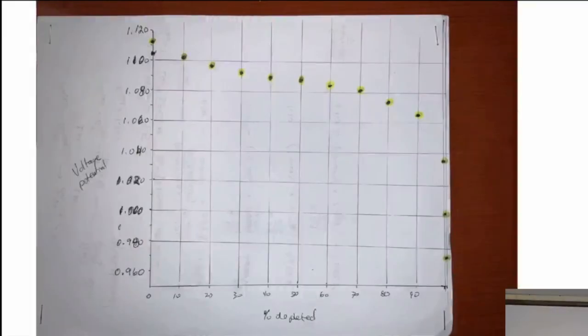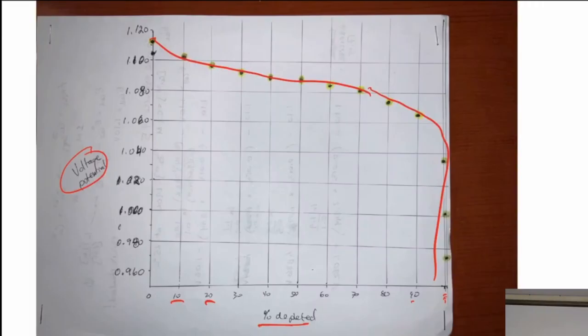Here's voltage potential on this axis, and here's the percent depleted. So 10%, 20, and down here 90, 99.9999, and all that stuff. And you can see for the most part you've got plenty of voltage potential there as it's being depleted. It's only at the very end when it drops off like this. Most batteries will be very productive for you until they're almost completely depleted, and that's when it drops off precipitously like that.